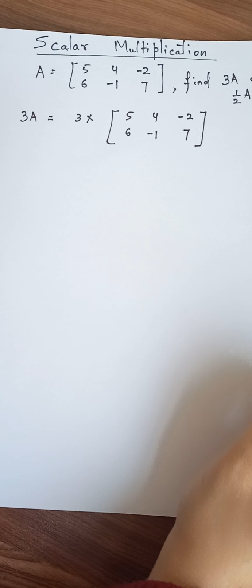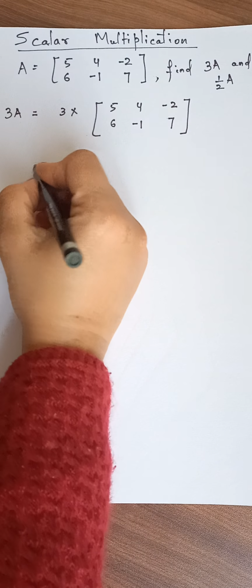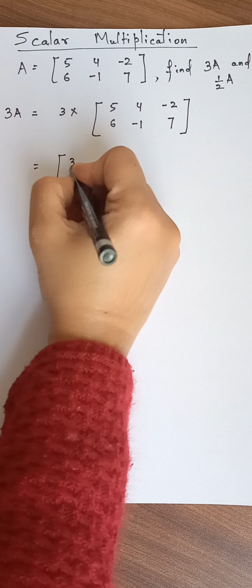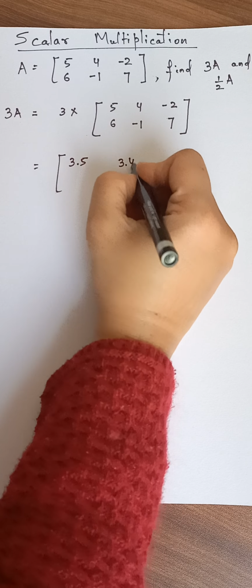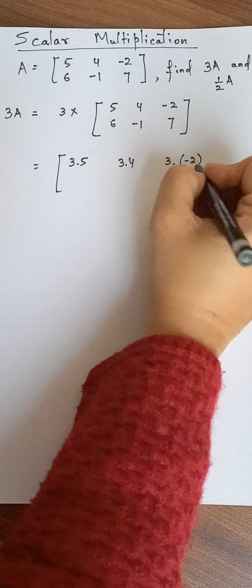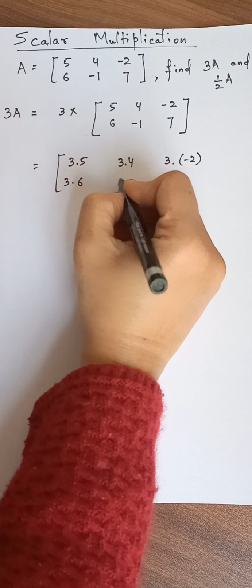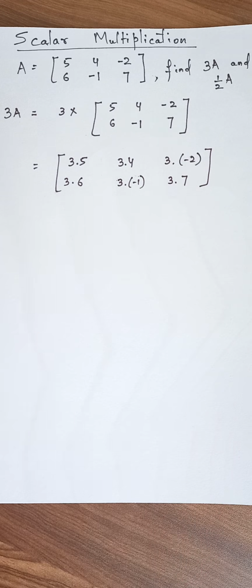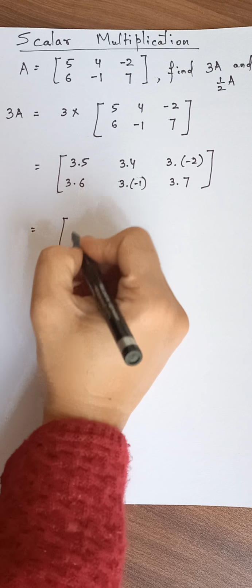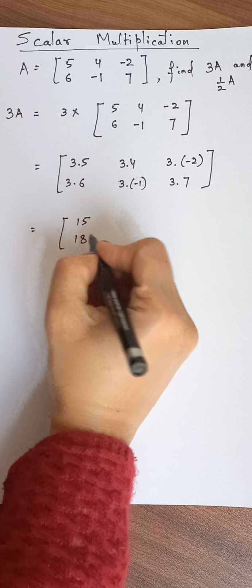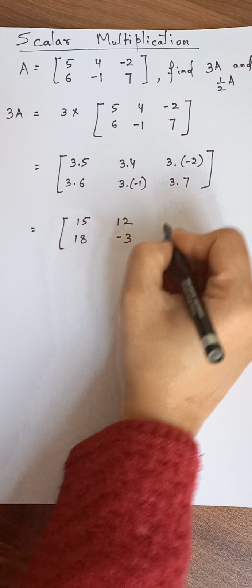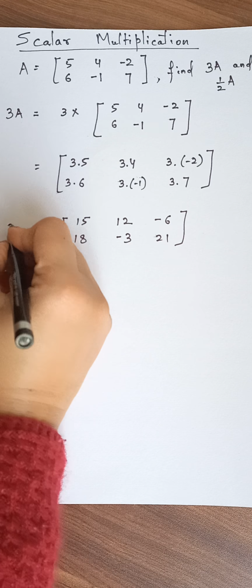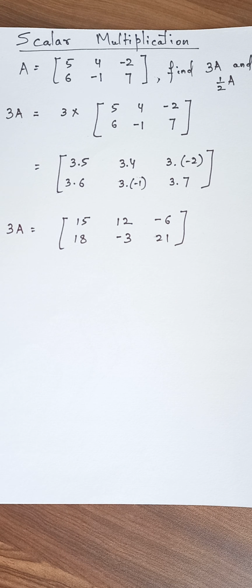This means you have to just multiply each and every element with 3. That means 3 into 5, 3 into 4, 3 multiplied by minus 2, 3 multiplied by 6, 3 multiplied by minus 1 and 3 multiplied by 7. Now you write down the product: 15, 18, 12, minus 3, minus 6 and 21. This is all about 3A. So the 3A value is right in front of you.